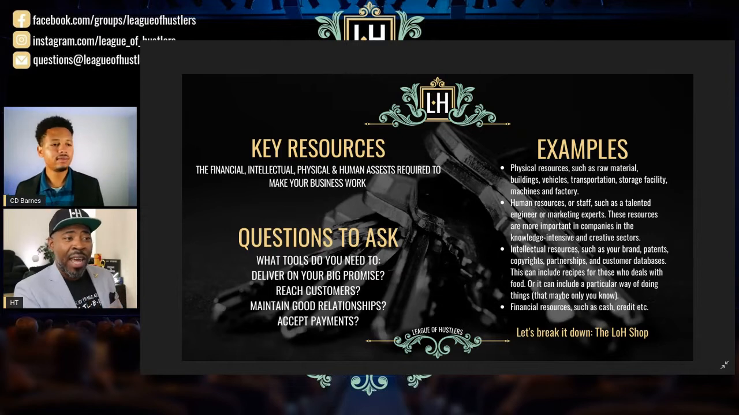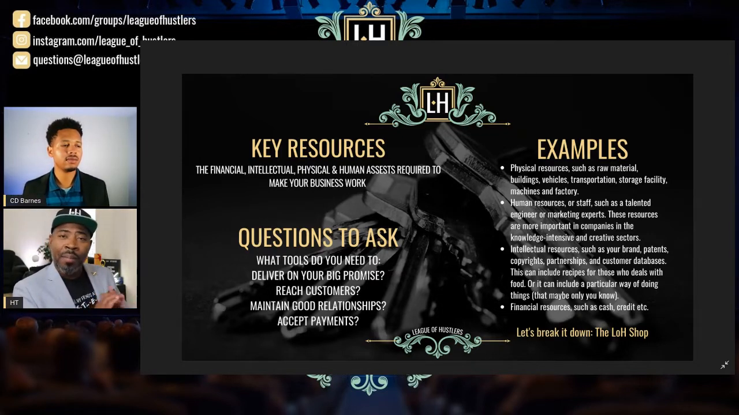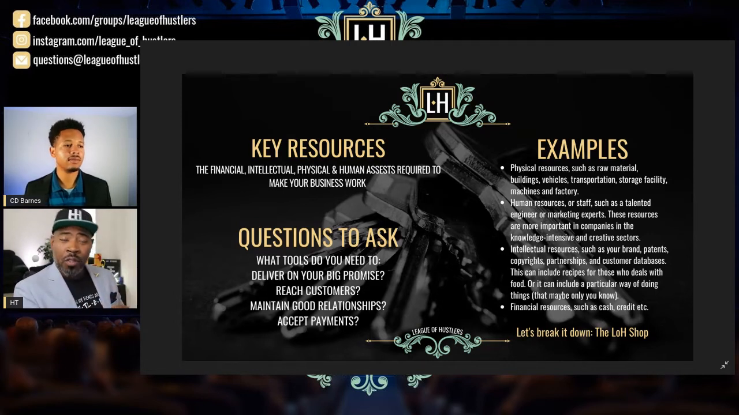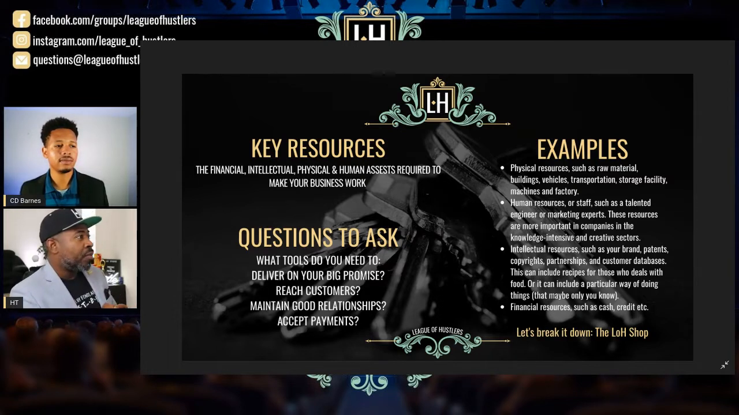As CD was saying, it's not all about physical tools. Think about the financial tools, payment processors. Think about the intellectual tools. Think about the human assets, the people, your workers. That's a major thing. How many workers do you need? What skill level do they need to be at? So let's jump into some examples.